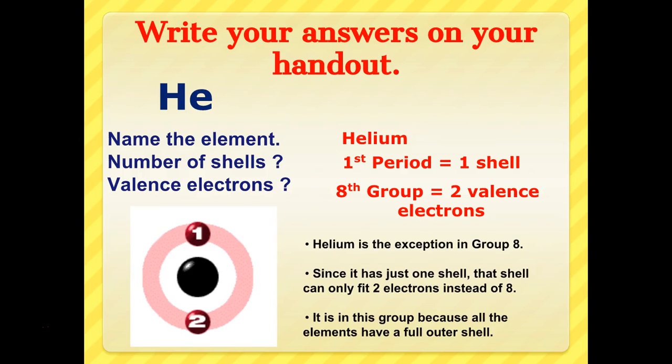Helium, as you know, is the exception in group 8. Group 8 are the noble gases. Since it only has 1 shell, that shell can only fit 2 electrons instead of 8. It's in this group because its outer shell, or its valence shell, is full.